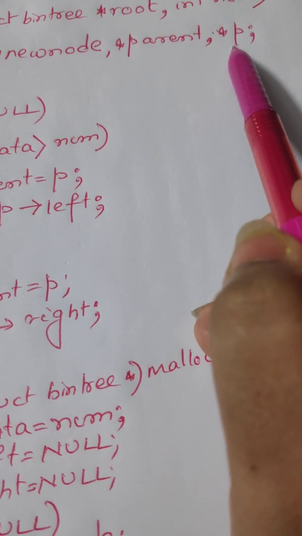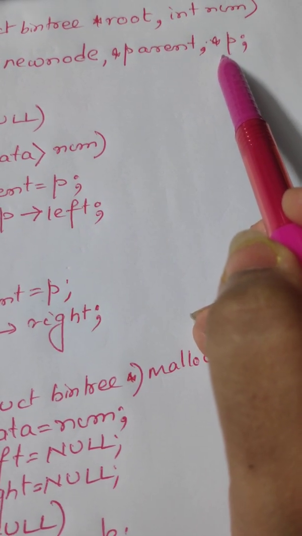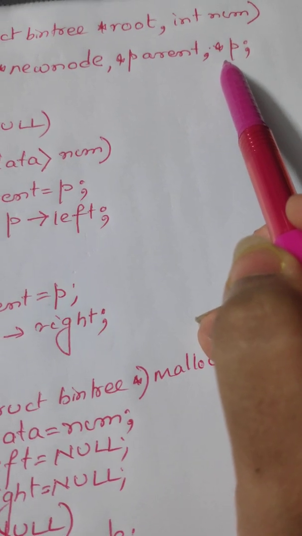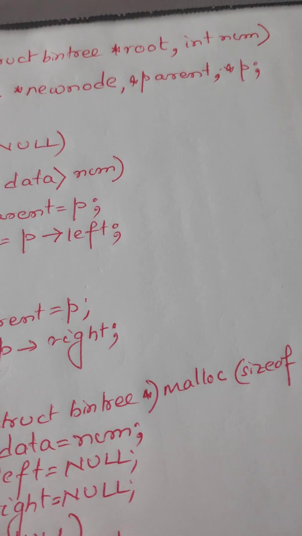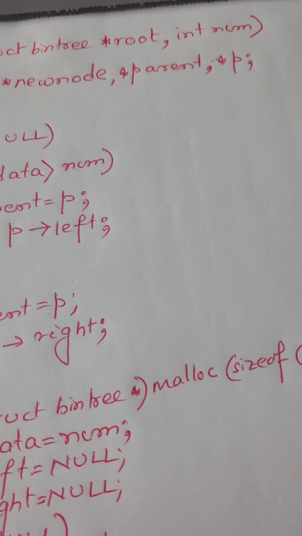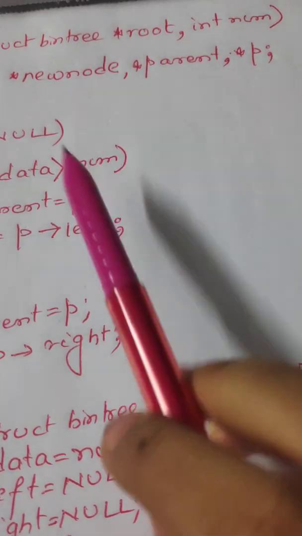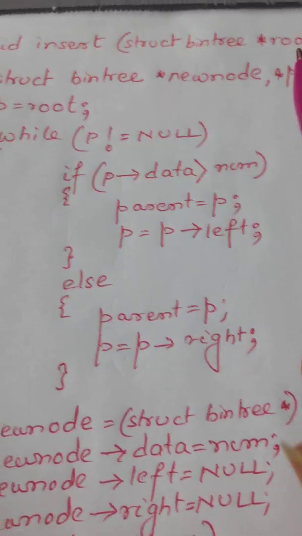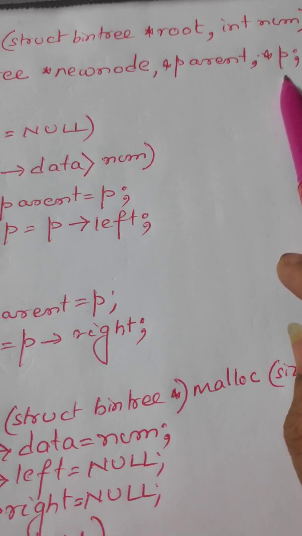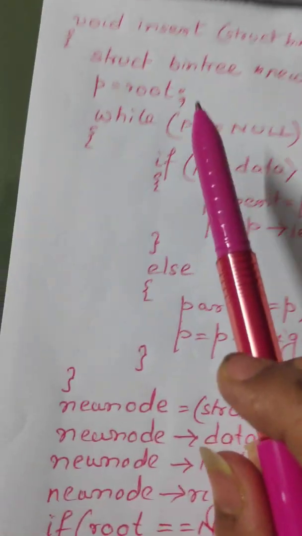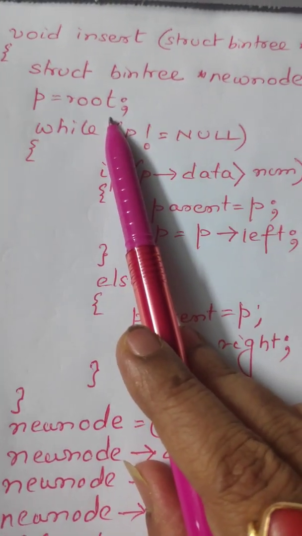Now, as we had learned in our linked list classes that we cannot lose the head node of a linked list, similarly in case of a tree we cannot lose the root node of the tree. So when we are traversing through the tree, we would be using this P pointer rather than the root node of the tree. That is the reason we have said P is equal to root.